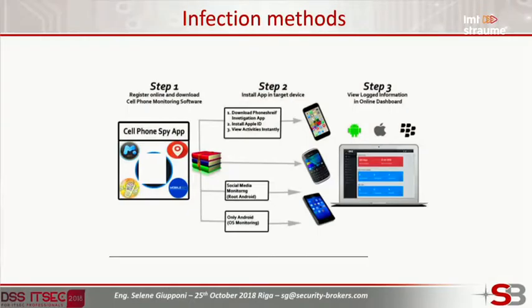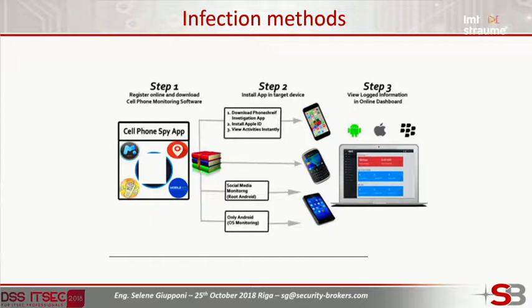So, for example, this one is about the spy app that I showed you in the previous slides. How it works, for example, a cell phone spy app: downloading the app, install, and view activity. But for the commercial use spy tool, you have to have the phone in your hand. So this is why it's so cheap.